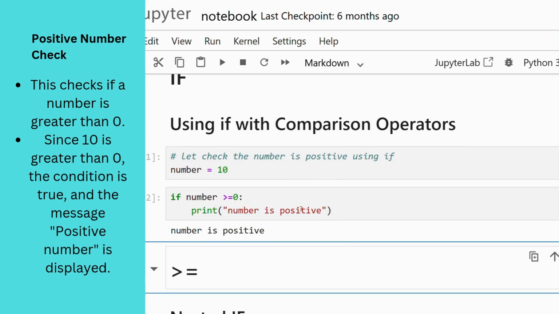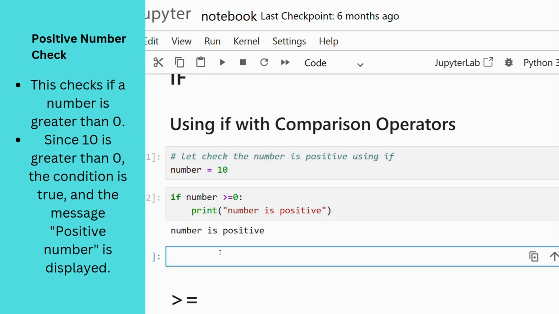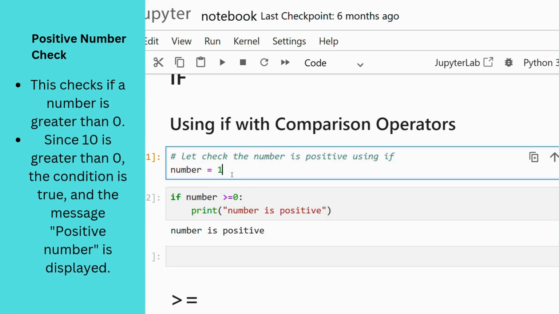Positive number check. This checks if a number is greater than 0. Since 5 is greater than 0, the condition is true, and the message positive number is displayed.